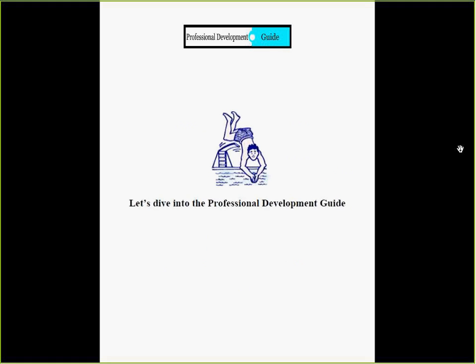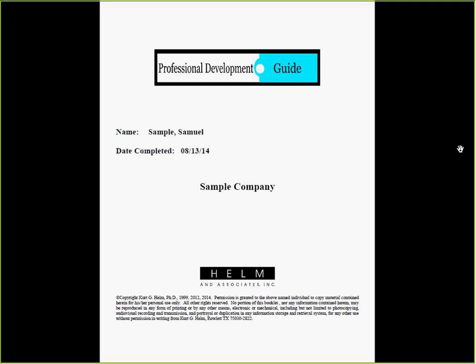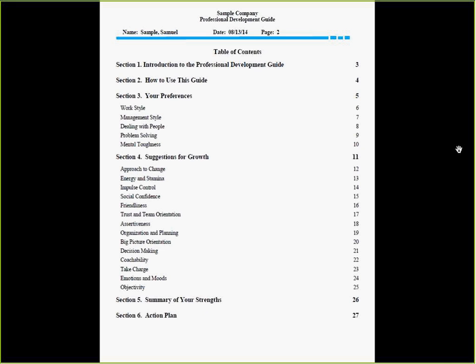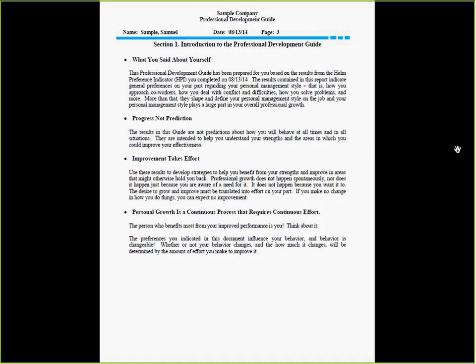Let's dive inside a PDG report to see what's there. This is the cover of the Professional Development Guide report. It's delivered to you as a digital file which can be viewed on any electronic device or can be printed. The contents, and we'll come back to that in a moment. The information is the same in every PDG report. It explains the purpose of the report and answers some of the most basic questions about it.